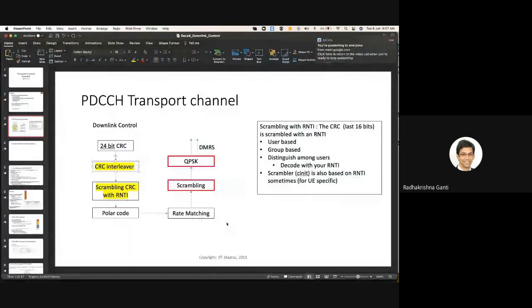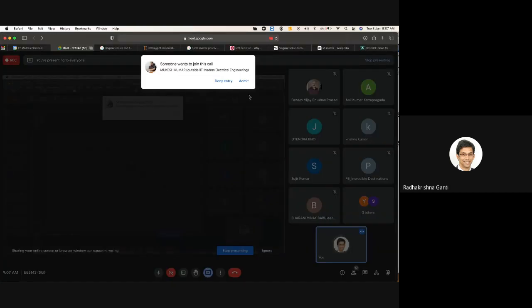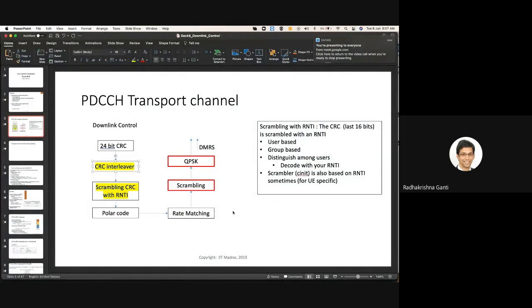Why do they do that, and what does this mean? Let's discuss this. This is a 24-bit CRC. What is meant by scrambling? Scrambling essentially means XOR with a known sequence. How is the sequence generated? Here, the sequence is nothing but the RNTI value. For example, every UE has a specific RNTI called the UE RNTI, the C-RNTI. Why do they do this scrambling with RNTI?